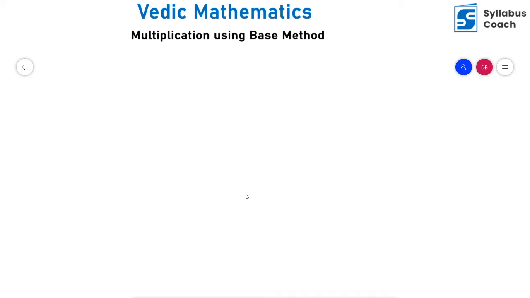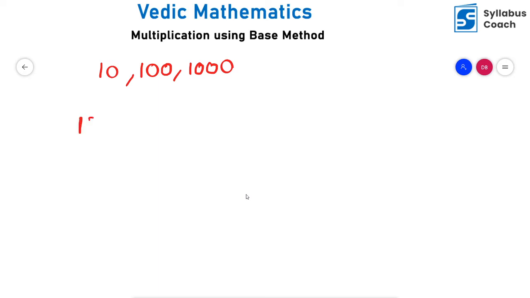Today we are going to learn a new concept of multiplication using the base method. Whenever we talk about the base method, we compare the numbers given in the question with 10, 100, and then 1000, and so on. This is how we compare the numbers using 10, 100 and 1000.